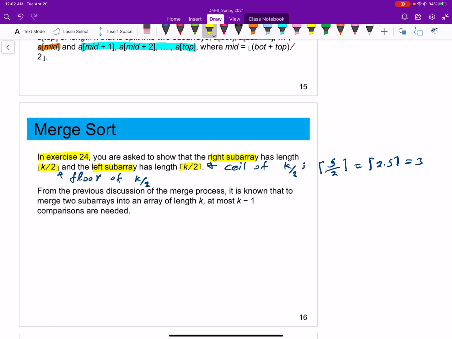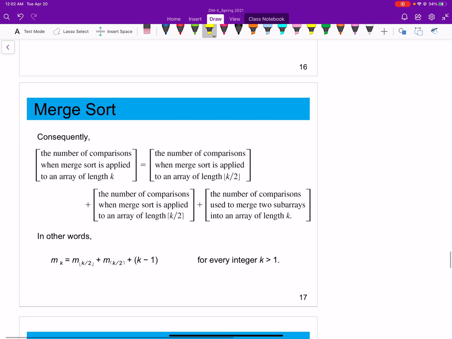All right. From the previous discussion of the merge process, it is known that to merge two subarrays into an array of length k, at most k minus 1 comparisons are needed. So we have already learned this. Let's say you are merging an array of k elements, then at most k minus 1 comparisons are needed. All right, so you learned that. Now we are going to learn the number of comparisons.